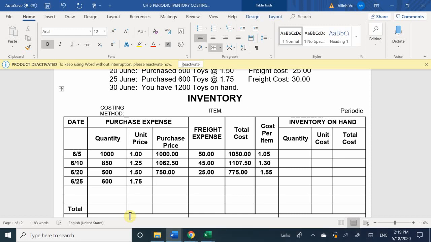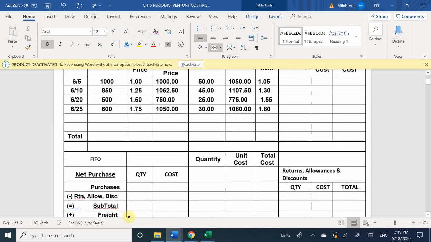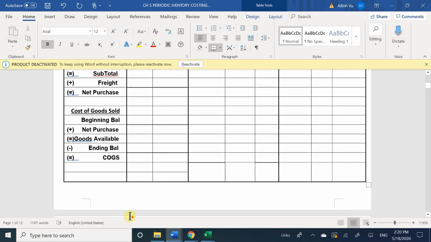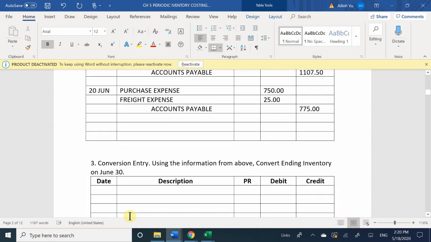Okay, so I'm already at the worksheet. So let's go ahead and fill the worksheet out, and then we'll journalize right after. Purchase price is 1,050. Freight expense is 30. Total cost is 1,080. Cost per item is 180. We're going to scroll down and let's journalize that real quick.